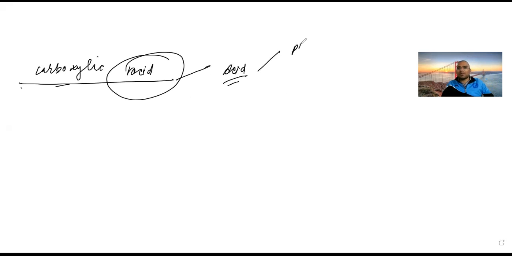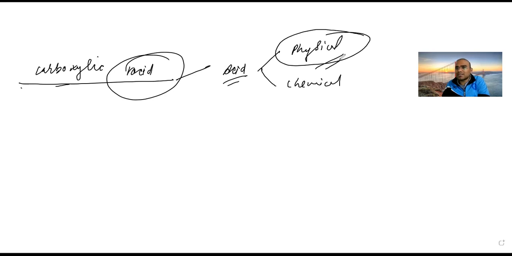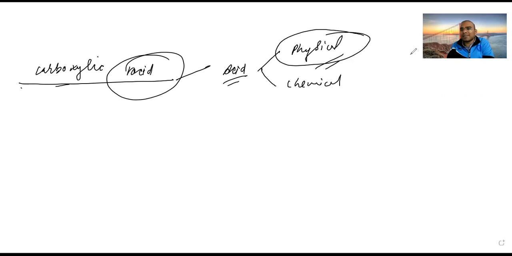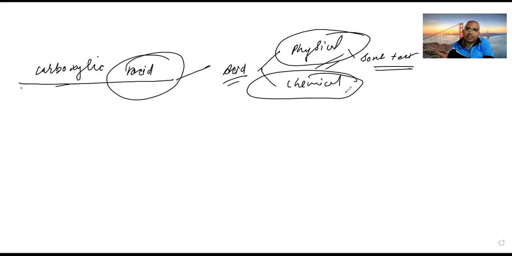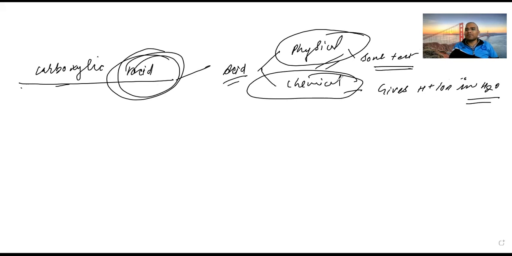There are some physical properties and some chemical properties. Physically, if you have a taste of it, as you might have studied in lower classes, it is sour to taste. And if you are talking about the chemical properties, it gives H plus ion in water. That is what we have to keep in mind: if it is an acid, it gives the H plus ion in water.